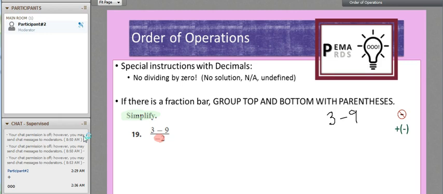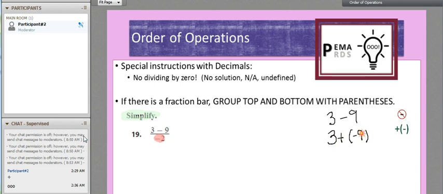So how do I add the opposite? My first step, keep the first one. We don't change the first number. I'm going to change it to adding the opposite. The opposite of 9 is a -9. So instead of 3 subtract 9, it's 3 plus a -9. All right, so that was our first step, changing it to addition.